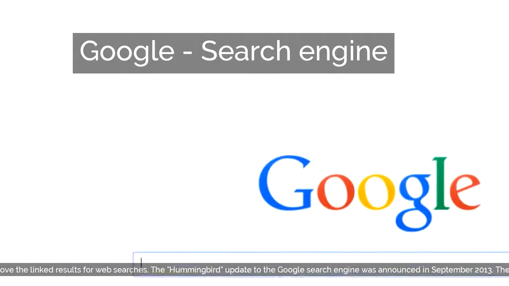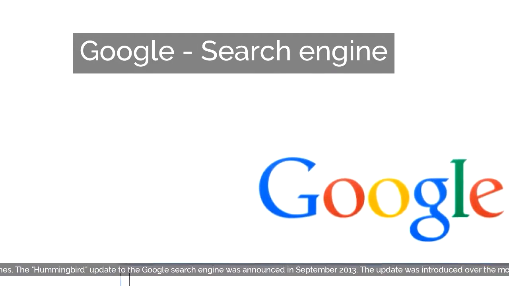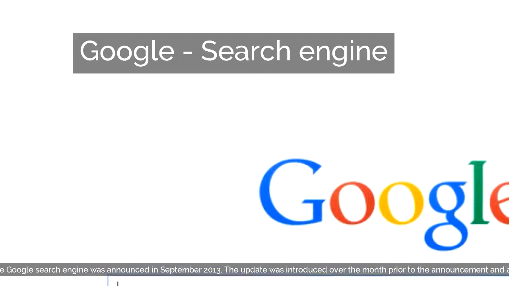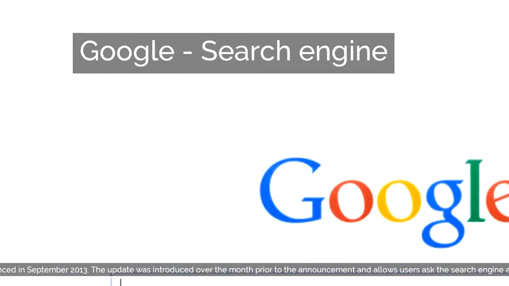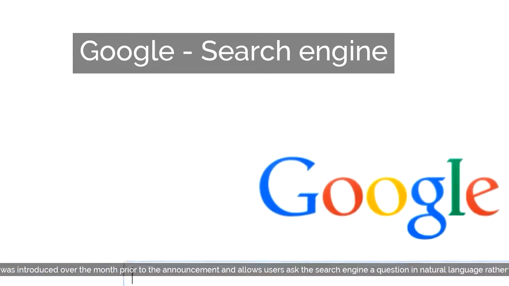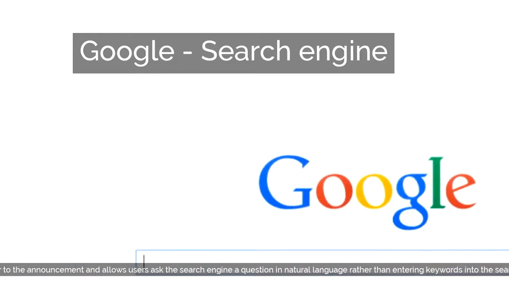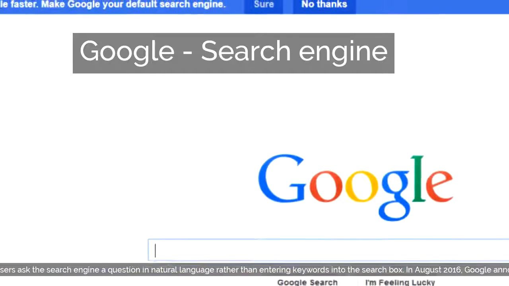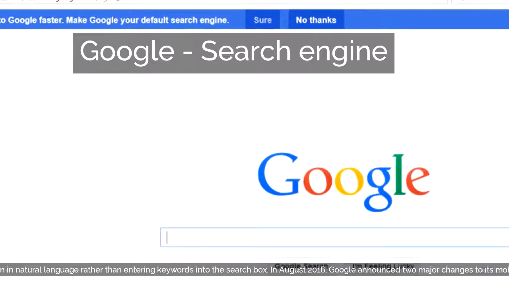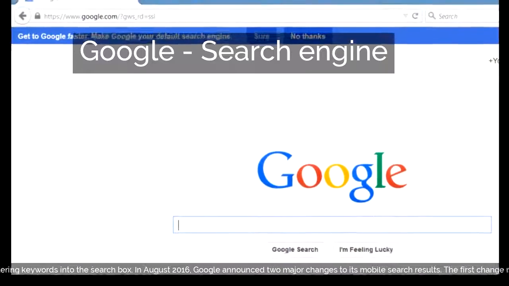The Hummingbird update to the Google search engine was announced in September 2013. The update was introduced over the month prior to the announcement and allows users to ask the search engine a question in natural language rather than entering keywords into the search box. In August 2016, Google announced two major changes to its mobile search results.